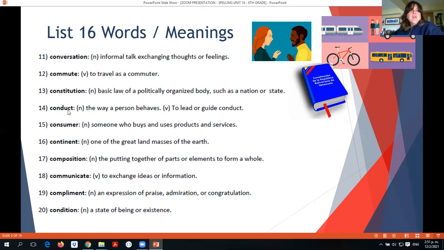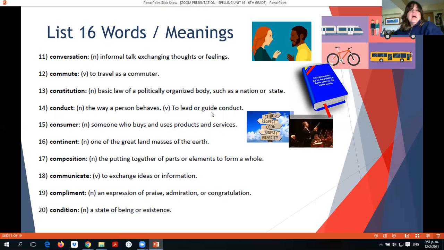Number 14, conduct, prefix con. As a noun, it is the way a person behaves. You can have either good conduct or bad conduct. And as a verb, it is to lead or guide. It means to conduct. In this case, you don't say to conduct an orchestra, you say to conduct an orchestra, okay?